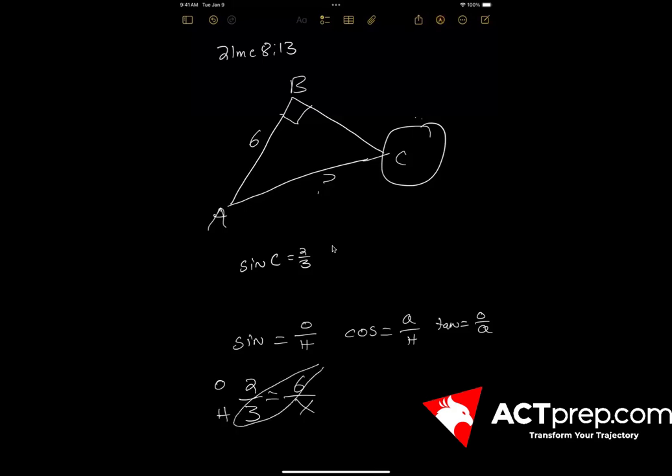Whenever you have a proportion set up, you can just multiply the numbers that are opposite each other, 6 and 3 here, and then divide by the other, which is 2, to get that x is going to be equal to 9, which is answer E.